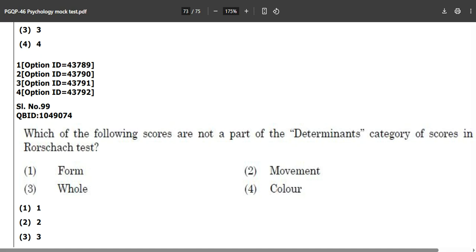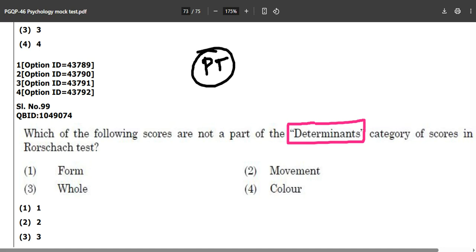Okay, so right now, as you can see on the screen, all of you have done the Masters, so obviously you should know what is happening over here. Which of the following scores are not a part of the determinants category of scores in Rorschach's test? Now, this question is coming from your psychological testing, where we use personality techniques and all those things.